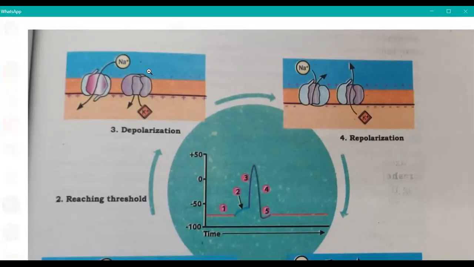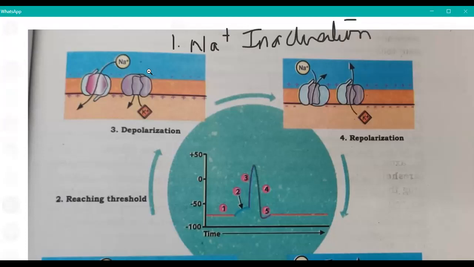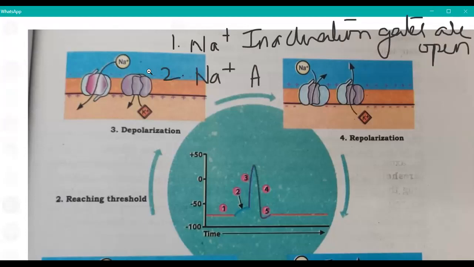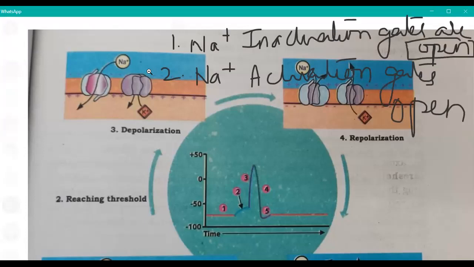Okay, for that what is required? There you can see in the depolarization that is shown. Sodium inactivation gates are already open, as we saw earlier too. Sodium inactivation gates are open. Next, number 2, sodium activation gates. Sodium activation gates are also open. That we need to remember.